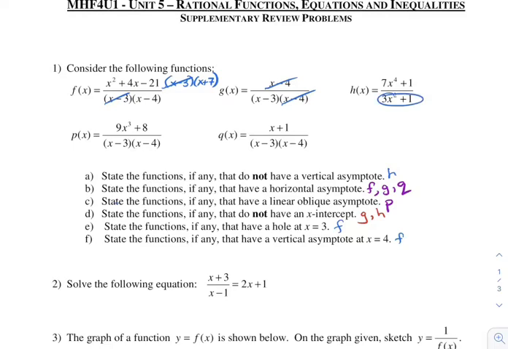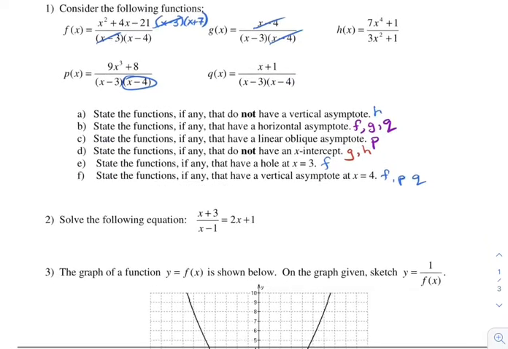Next one, if I substitute in 4, I would not get 0 as my denominator. This one here, if I substitute in 4, I would get 0 as the denominator, so P would be part of that. And this one here, if I substitute in 4, I would get 0 as my denominator, so Q. All right, so we'll keep rolling along here.